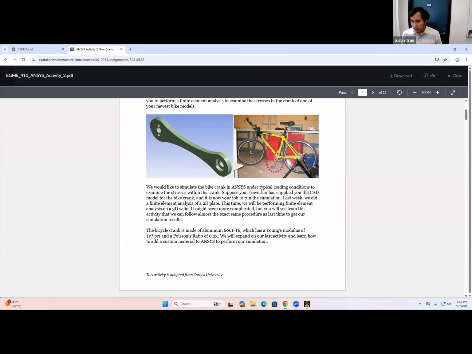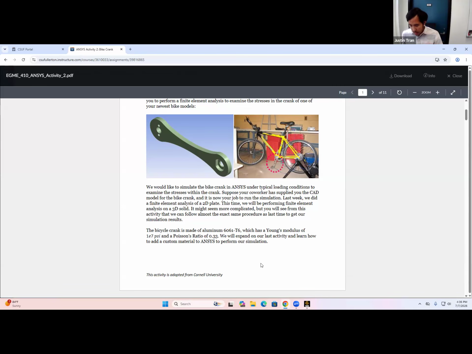So unlike the previous activity, we're going to be importing our geometry, so we're not going to be drawing it from scratch. That'll actually save us quite a bit of time. And we're going to be implementing a custom material as well. We're going to make the bike crank out of aluminum, and I'm going to show you a couple of ways that you can implement that, because aluminum is a very common material, and ANSYS does have aluminum built in. But I'm going to show you how to add the material properties manually as well.